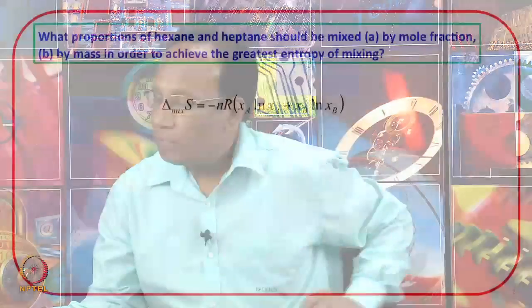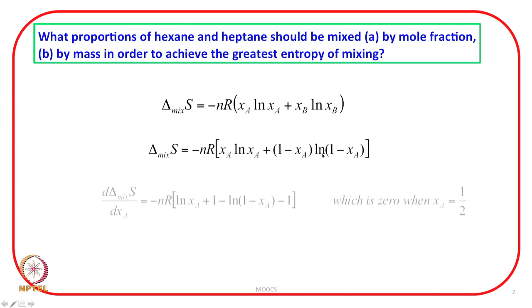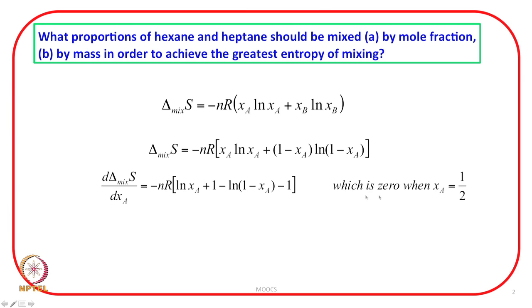Now, let us take a look at the slide. The entropy of mixing, as I discussed, is given by delta S mixing equals minus NR x A log x A, and that is what I did. Instead of x B, I wrote 1 minus x A, as I just discussed, to take the first derivative, which is equal to 0 when x A is equal to 1 by 2. And that is what we will do. We will substitute x A equal to 1 by 2 into this equation and get an answer.